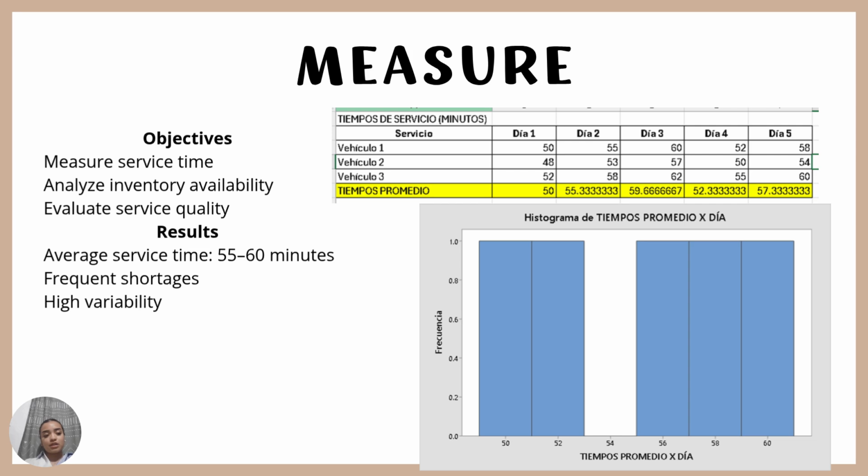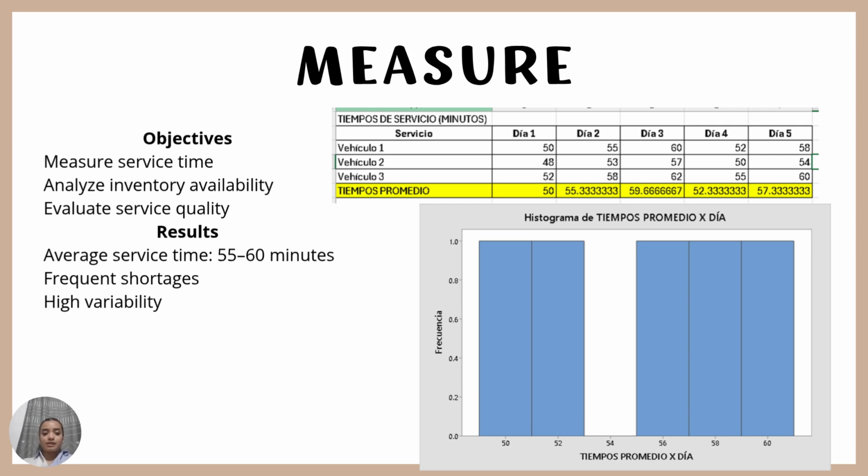In the measure stage, different process indicators were analyzed. The first measurement was service time, which showed an average between 55 and 60 minutes. Inventory availability was also evaluated, showing frequent shortages and high variability. These measurements demonstrate that the process was unstable and inefficient.